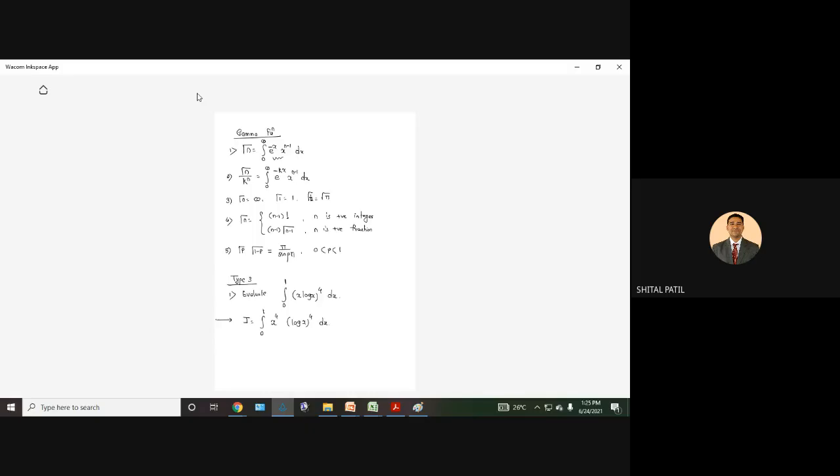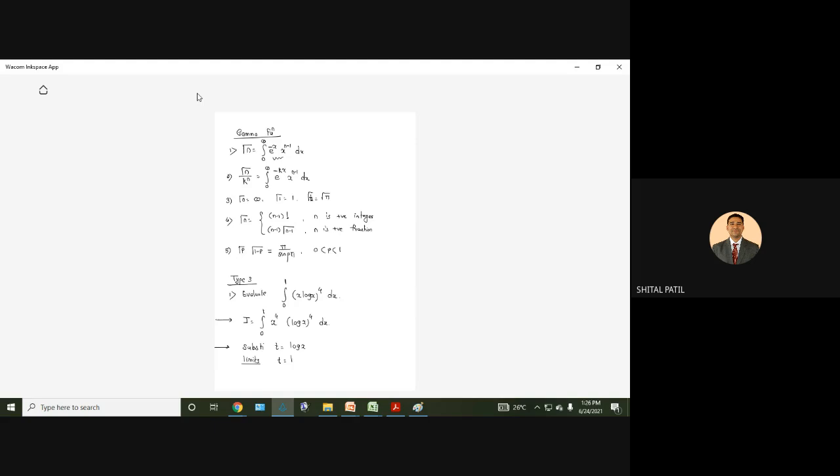What should be done? Anyone? What should be the substitution so that both the properties will be satisfied? t equal to what? Say, t equal to log x. We'll see what will happen. We'll just see what the limits will be.